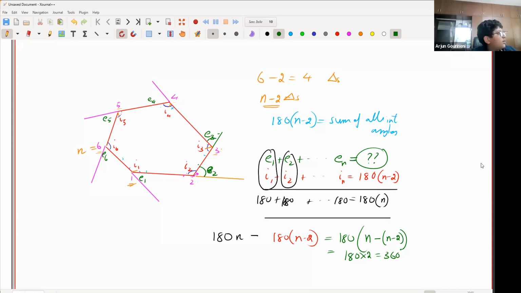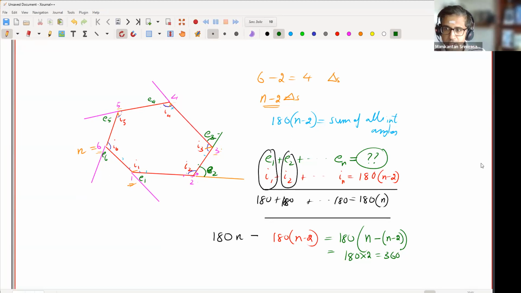So E1, E2, these are the exterior angles. We have to figure out a general formula for the sum of the exterior angles. Yes, sir. So when we extend the sides of the polygon, according to the diagram you've drawn, each exterior angle and each interior angle adds up to 180 here.